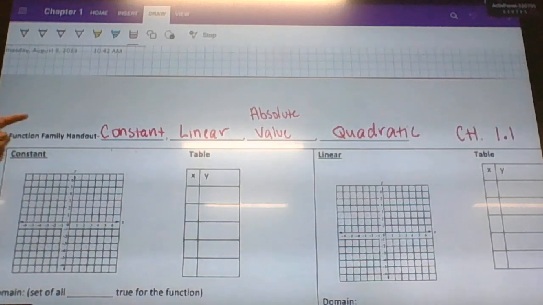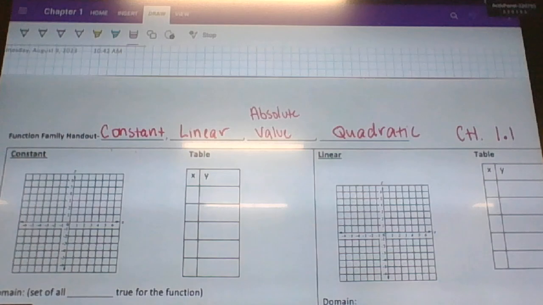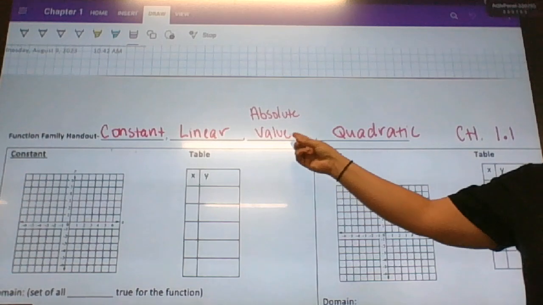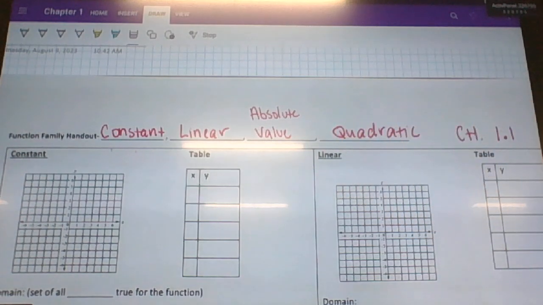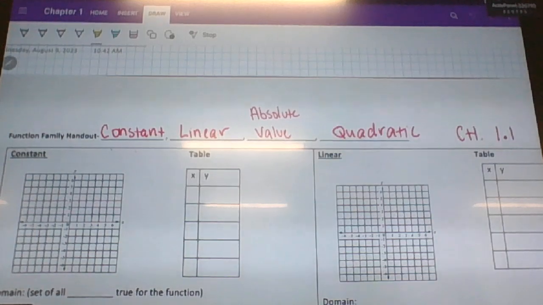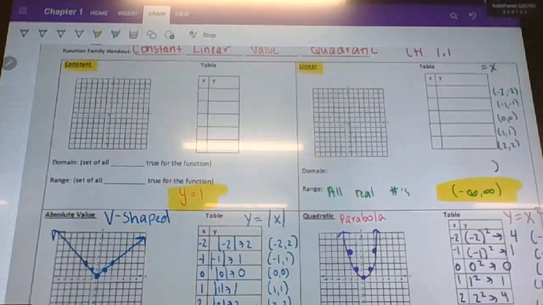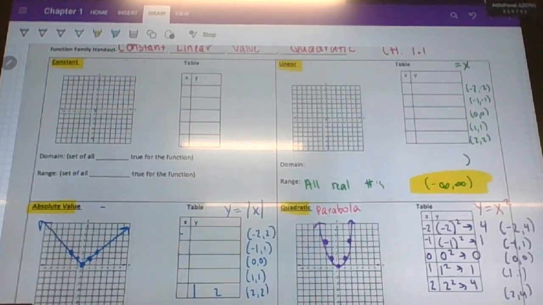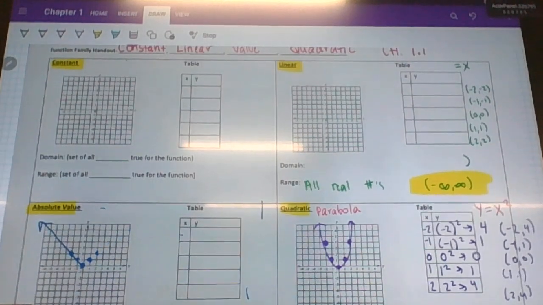So the second function family is linear. We talked about that yesterday. Slope, y equals mx plus b. The third is the absolute value function family, and the fourth is the quadratic function family. So if you can see, all 4 of these are in these boxes here. I'm going to erase all of this, so it's a big surprise. If you have a highlighter, you can highlight like I am.